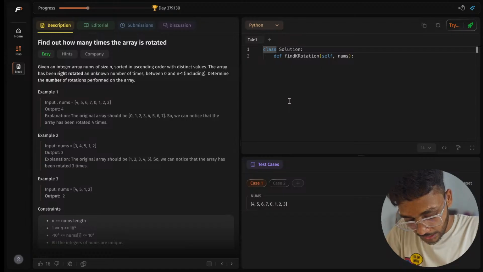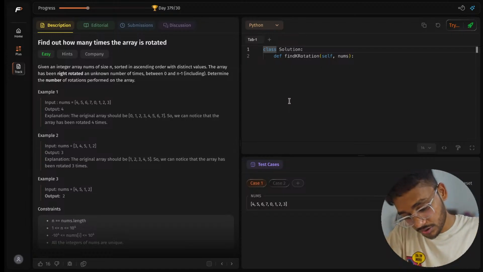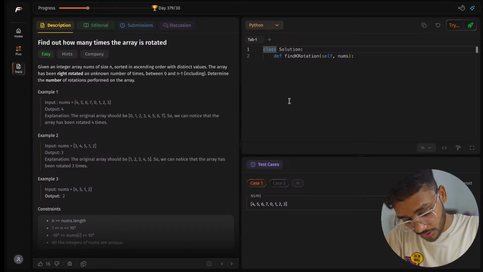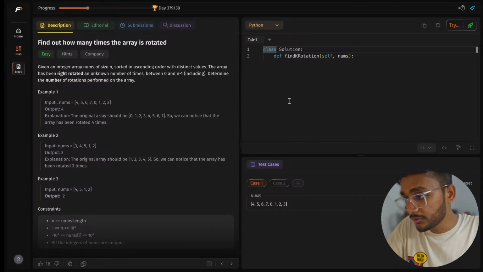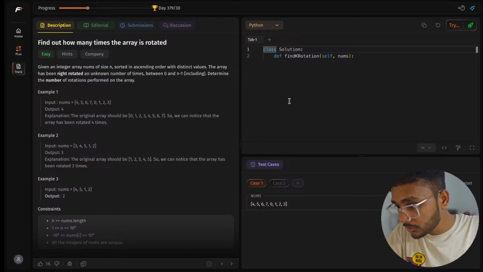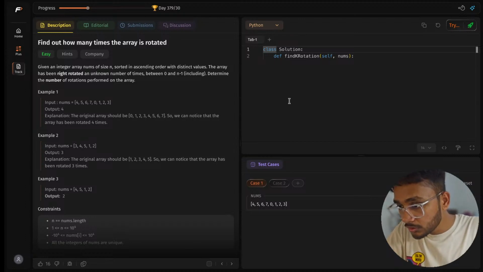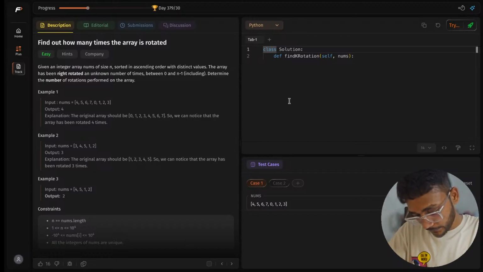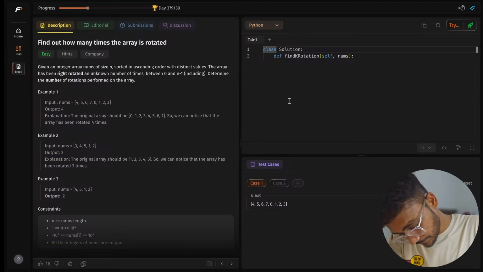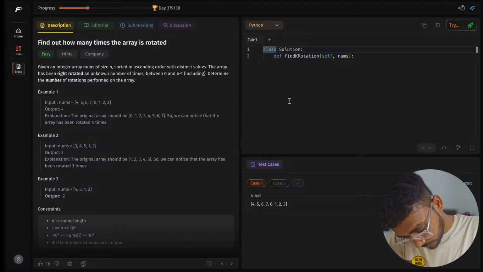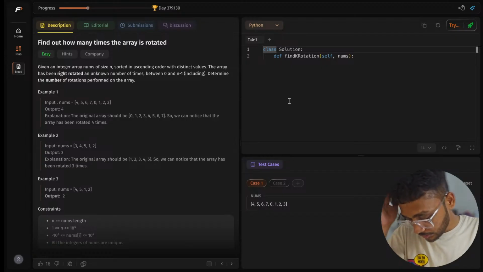4, 5, 6, 7, and 0, 1, 2, 3. So these are the numbers that we have right now. And let me note down another example that is also here. So let's say 3, 4, 5, and 1 and 2. And if you see, this array is rotated 3 times. What is the right rotation? You just split it here, this and this, and you get this array.